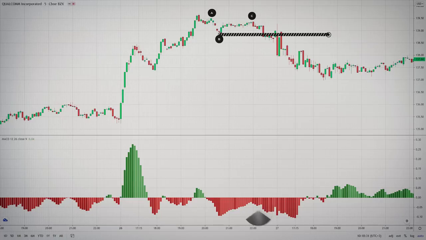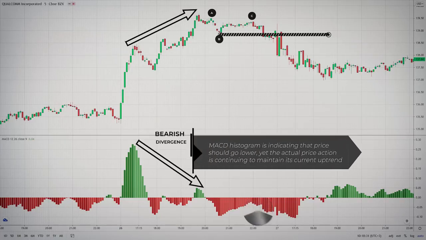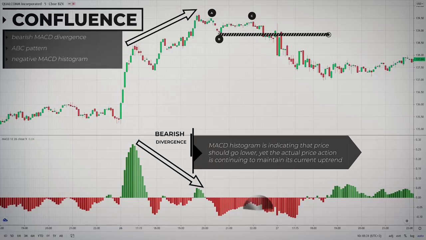At the same time, MACD was previously indicating a bearish divergence. A bearish divergence occurs when the MACD histogram is suggesting that the price should be going down, but the market price is continuing to maintain its current uptrend. And as the price corrected to form point C, the MACD remained negative, so a valid signal. This is a simple and powerful setup.